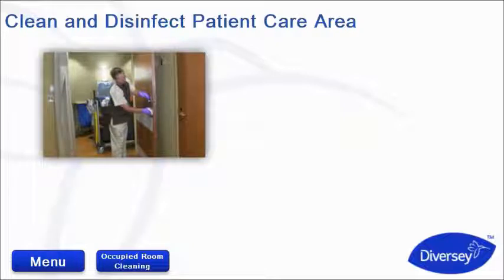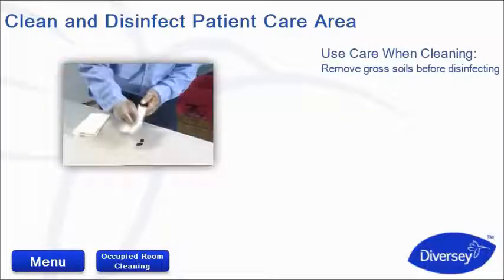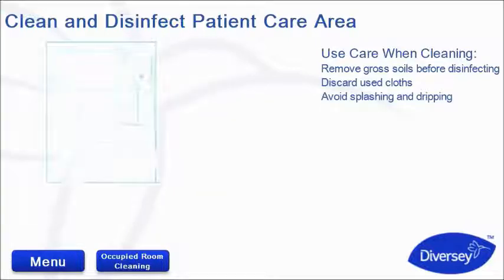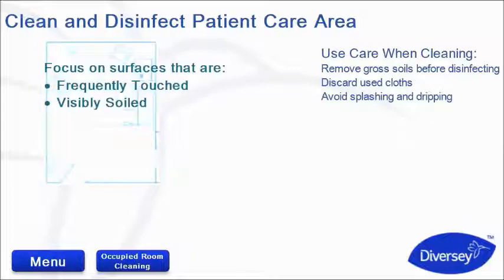Use a cleaning cloth moistened with disinfectant cleaner to clean and disinfect all high-touch surfaces in the patient's room. Be sure to remove any gross soil and debris from surfaces prior to beginning the disinfection process. As cloths become soiled or dry out, discard the used cloth into the trash or soiled linen container and gather a new cloth. Use care to prevent splashing and dripping. It's important to clean environmental surfaces that are frequently touched or visibly soiled.